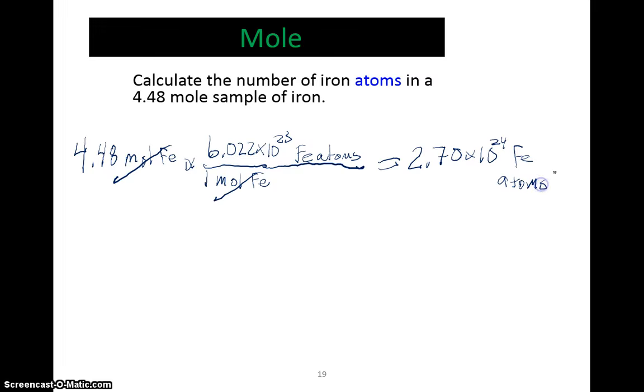We should think to ourselves, does this answer make sense? We have more than a mole, so our value is larger than Avogadro's constant. It's a very large number because atoms are very, very small. Okay, if you want to put this number into a calculator, you could do 4.48 times 6.022 E 23 equals. That way you don't have to deal with parentheses or multiplication for the exponential. So you should learn to use this E button on your calculator.